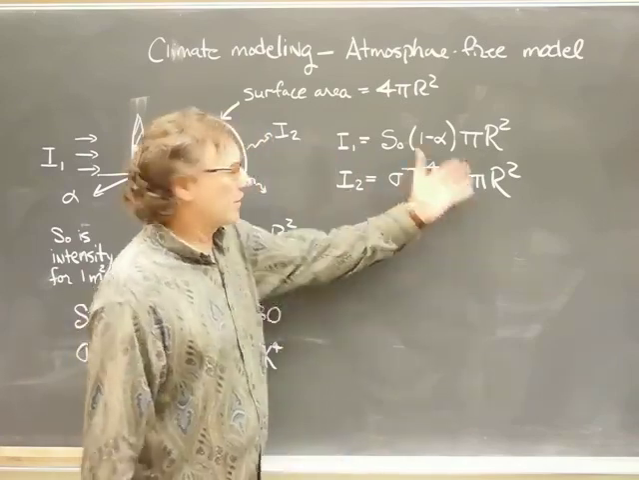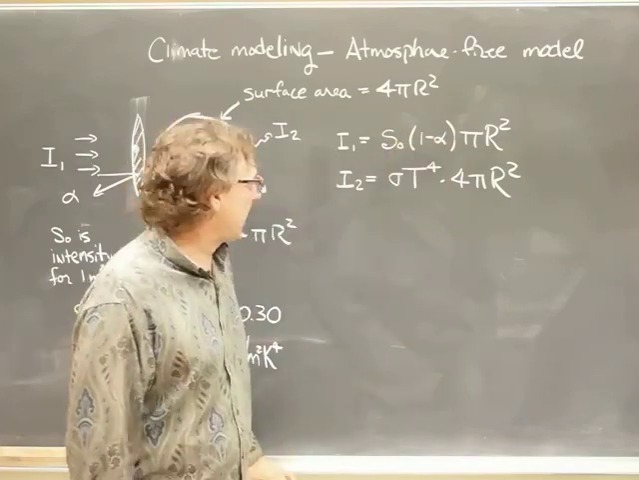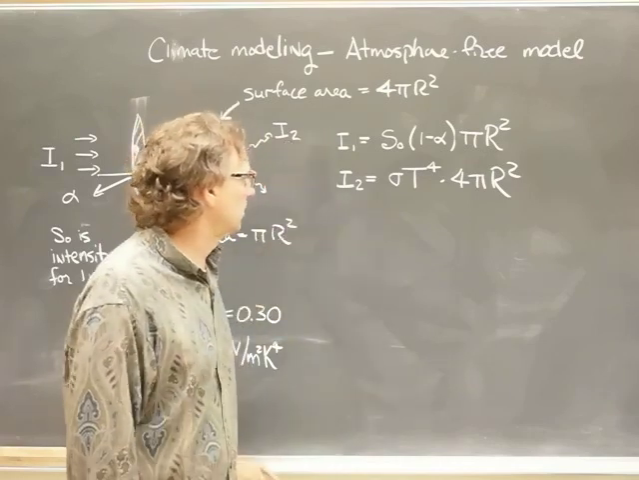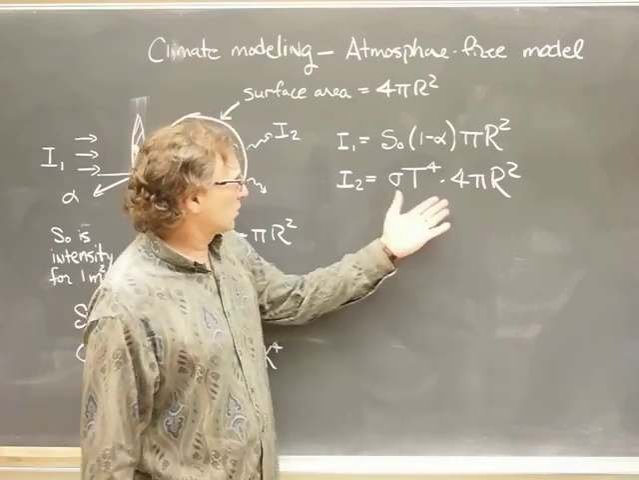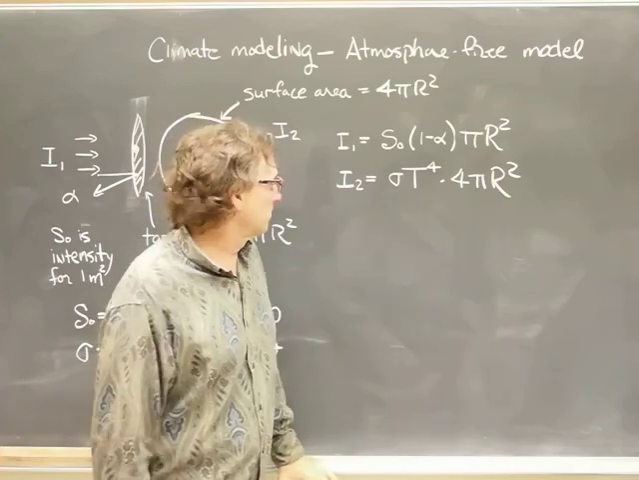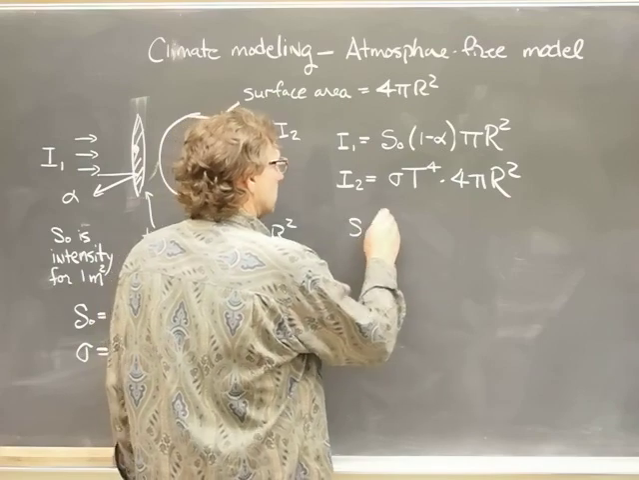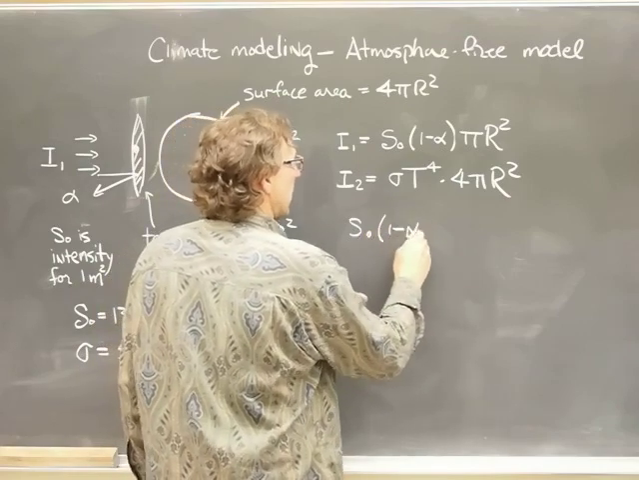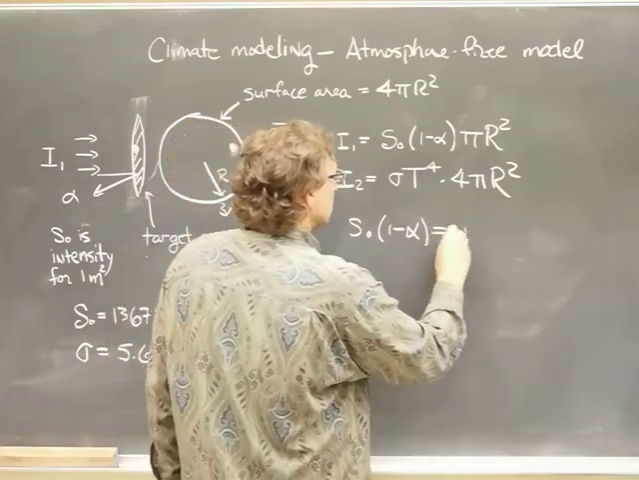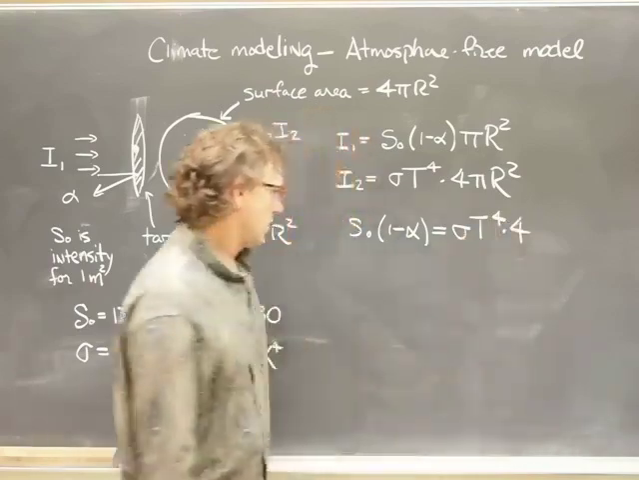So, if we want to find out the point of radiative balance, we need to say that must be equal to that. The incoming must be equal to the outgoing. So I'm going to set I1 equal to I2, and algebraically, I hope it's obvious that when I set that equal to that, there's a pi r squared factor in both of them, so that's going to disappear. That means all I need to say is S naught times 1 minus alpha, that's the incoming term without that part, must be equal to sigma times the temperature of the planet to the fourth times 4.